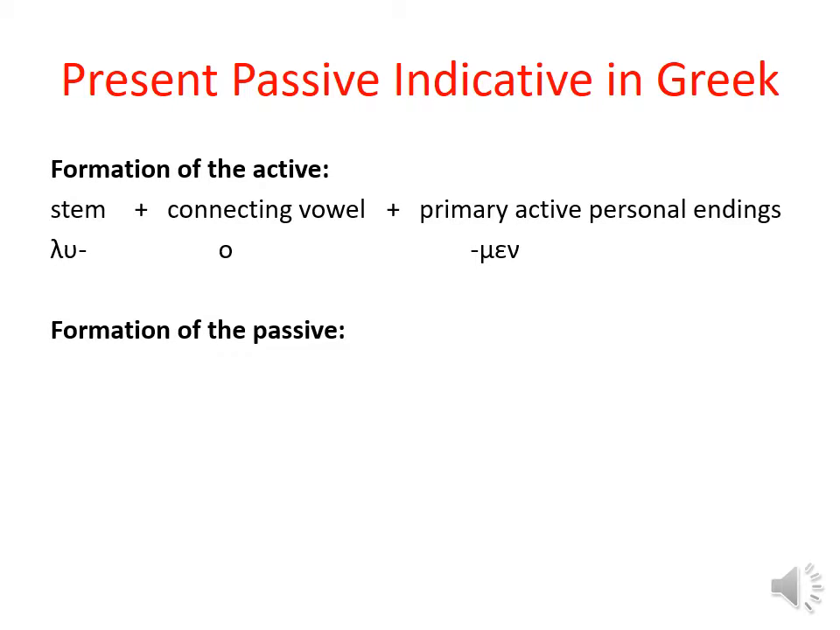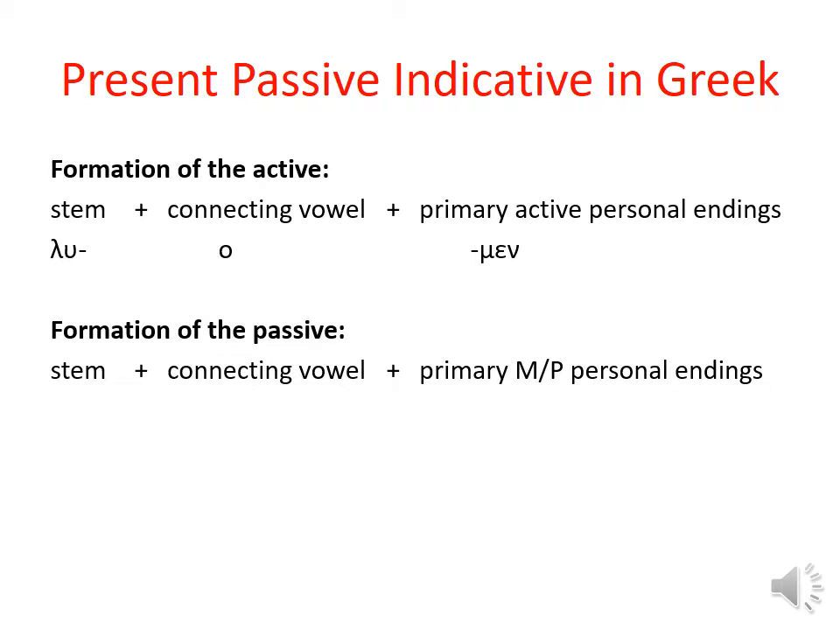To form the passive, we're going to use the stem followed by a connecting vowel. But now instead of using the primary active set of personal endings, we'll use the primary middle passive set of personal endings. The second of 4 sets of personal endings you'll learn in Greek. So it'll look, for example, like this: luamai, I am being loosed, or I am loosed.